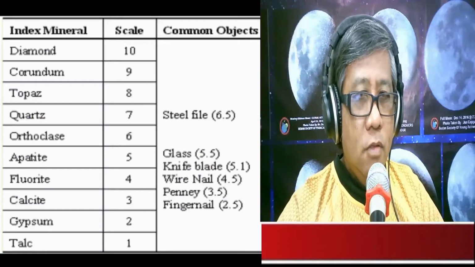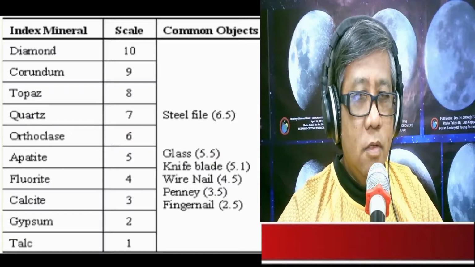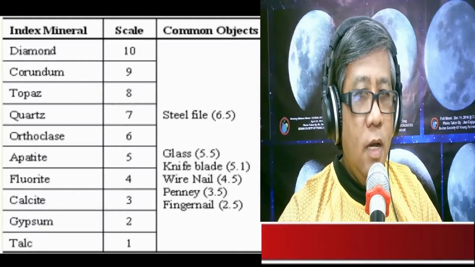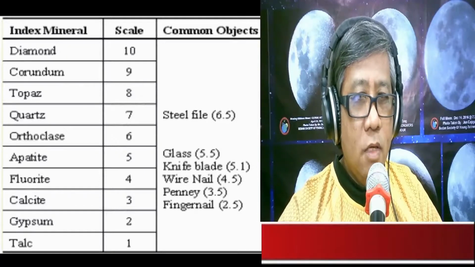So at rank 1 we have talc. Talc is considered the softest of all the minerals. Then at rank 2 we have gypsum. Rank 3 is calcite. Rank 4 is fluorite. Rank 5 is apatite together with glass and knife blade. So this means that glass can scratch fluorite, but not the other way around.